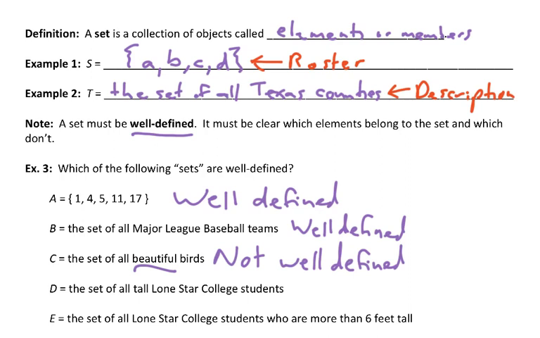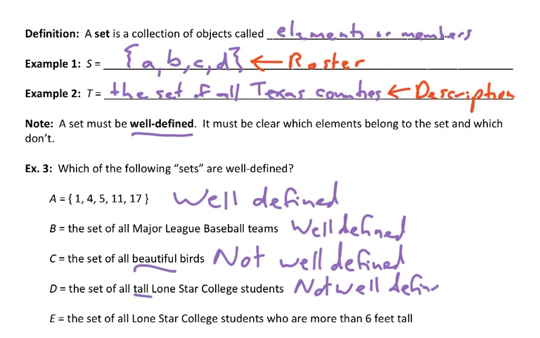Here's another one. The set of all tall Lone Star College students. Same problem. What does tall mean? Is it totally clear when I pick somebody out whether they would qualify to be in this set or this collection or not? What does tall mean? So this one is also, because of that very vague word there, not well defined.